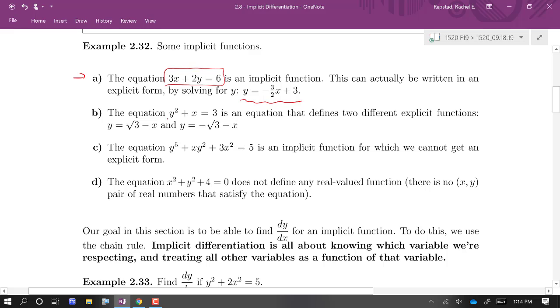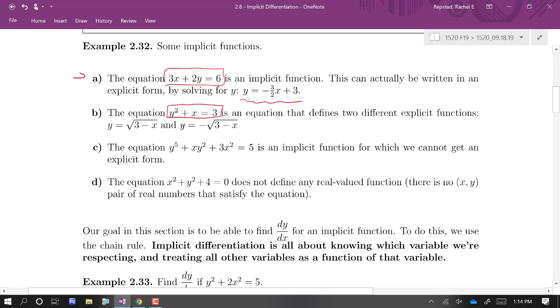Here's an implicit function, y squared plus x equals 3. It defines two different explicit functions, kind of puts them together. Y is not a function of x here, because if I were to solve for y, I get two possible values for each x. But it still implicitly defines a relationship between x and y.